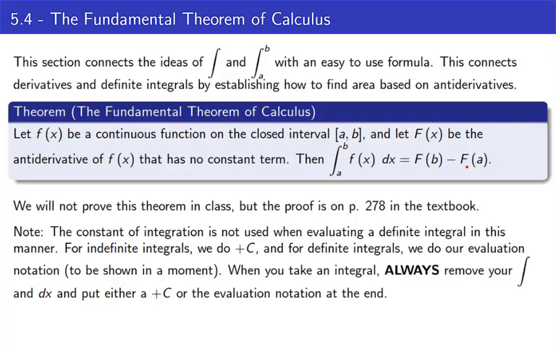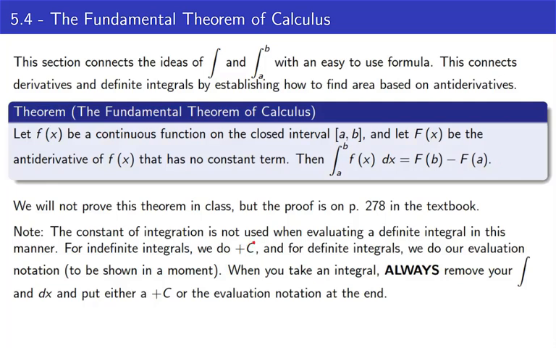I said no constant term. That's because when you subtract, the constant terms actually cancel out, so there's no reason to include them. And we do not do a plus c with our final answer, we just get a number. Definite integral, we get a number. For indefinite integrals, we get a plus c.